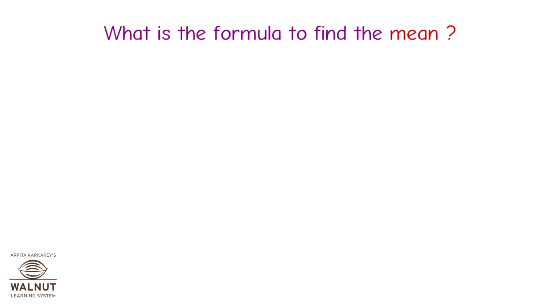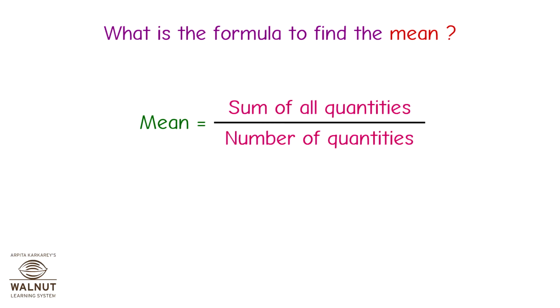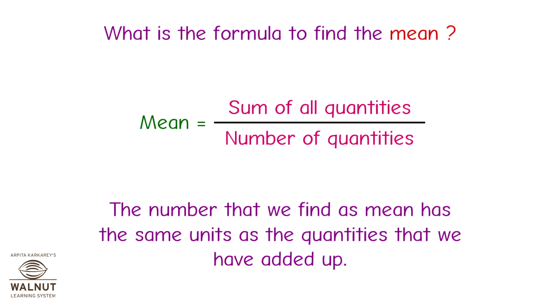What is the formula to find mean? Mean is equal to sum of all quantities upon number of quantities. The number that we find as mean has the same units as the quantities that we have added up.